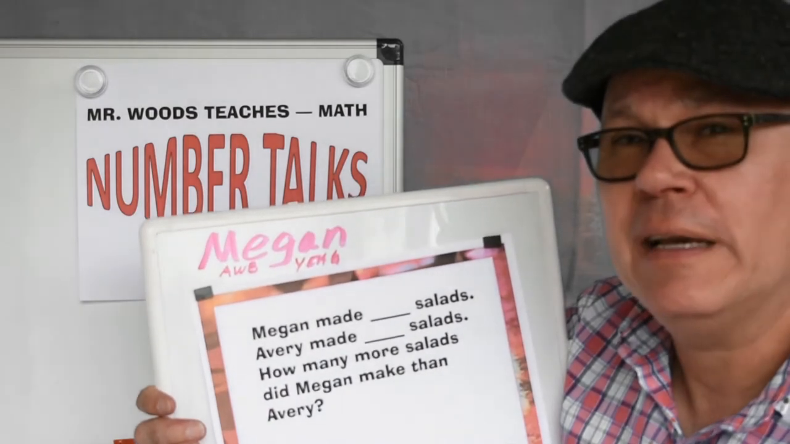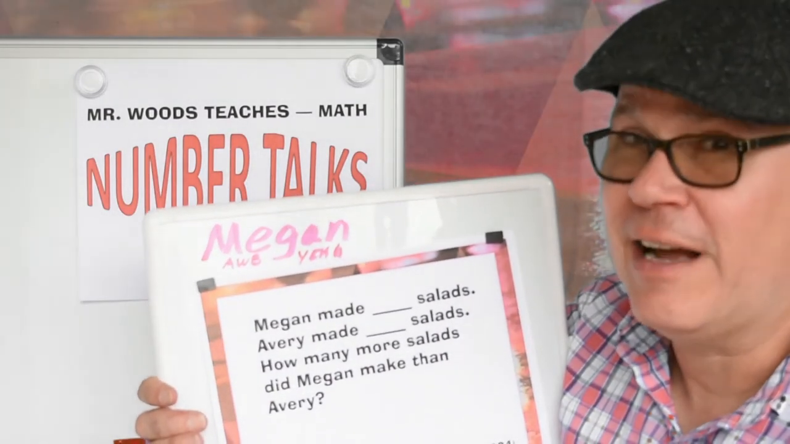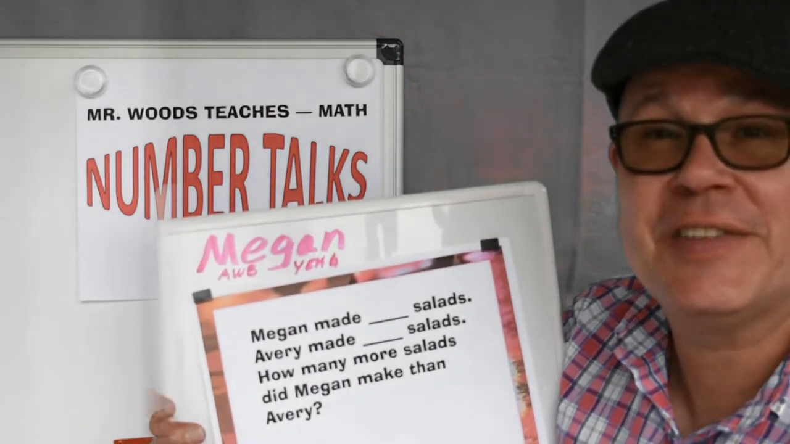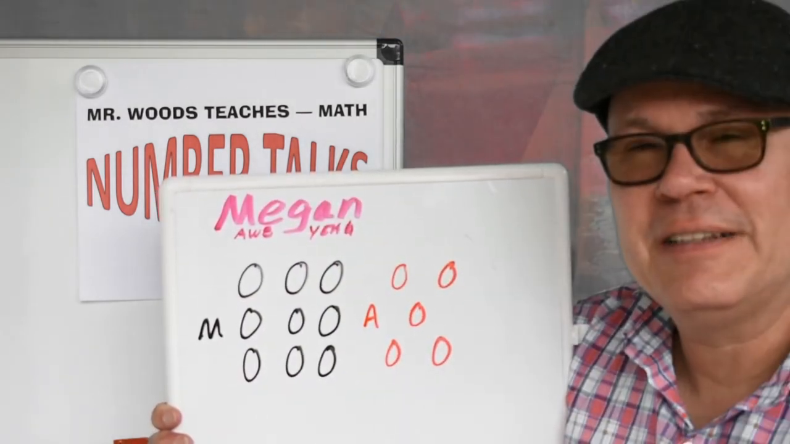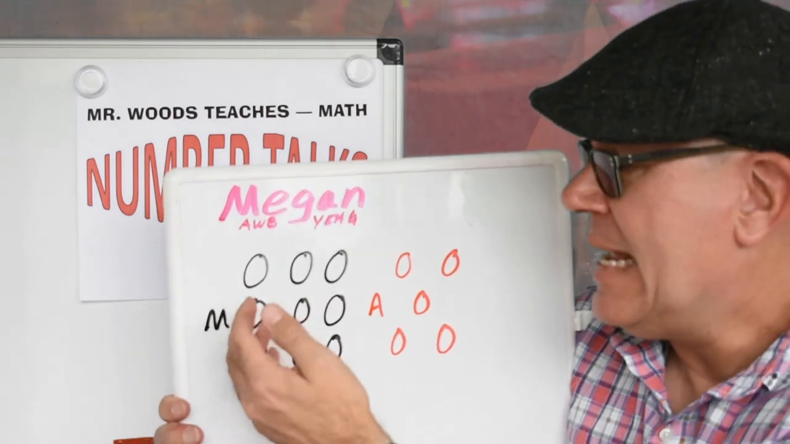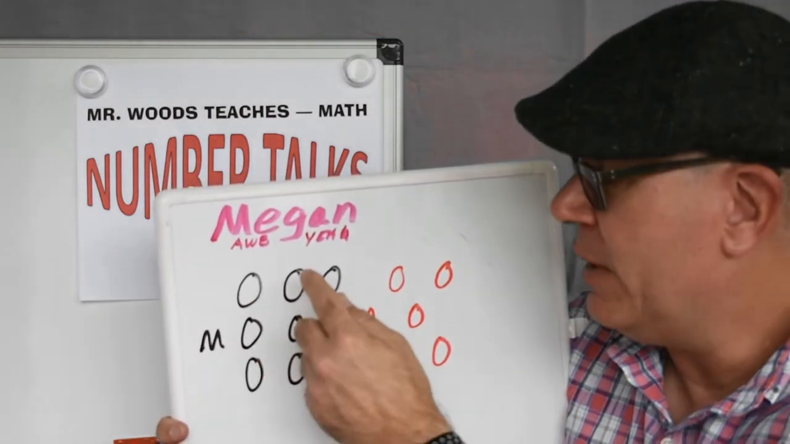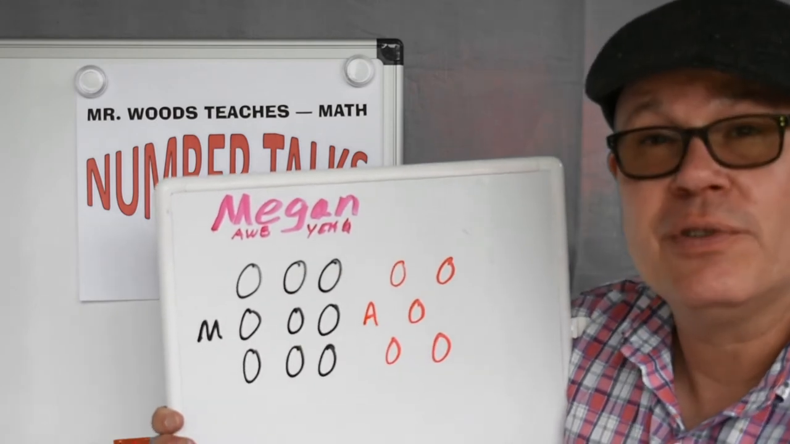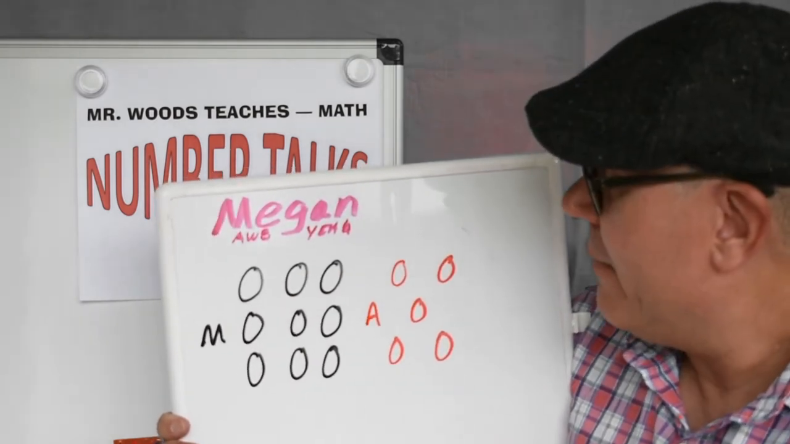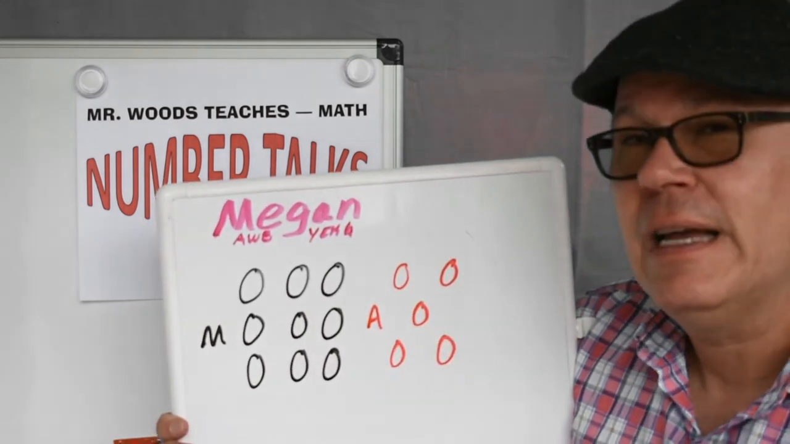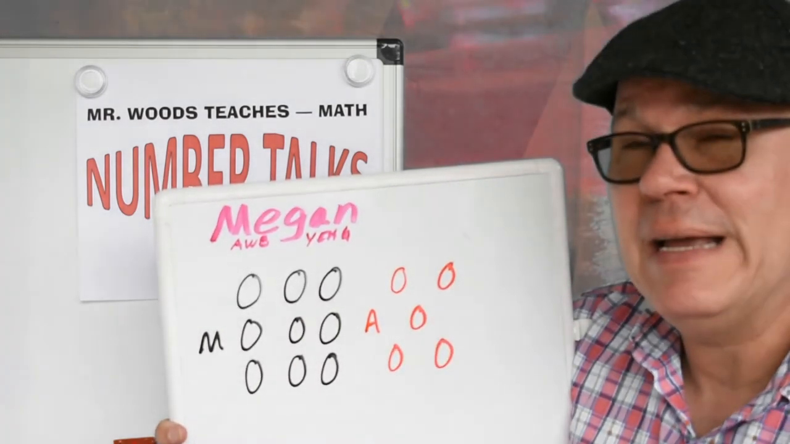How would you do that? Is it time for another picture? Or you can draw a number sentence. Let's see. Okay, friends, let's take a look. Megan made 9 salads. We have 3 rows of 3, so 3 plus 3 plus 3 is equal to 9. And Avery made 5. 2, 3, 4, 5. How many more salads did Megan make than Avery?